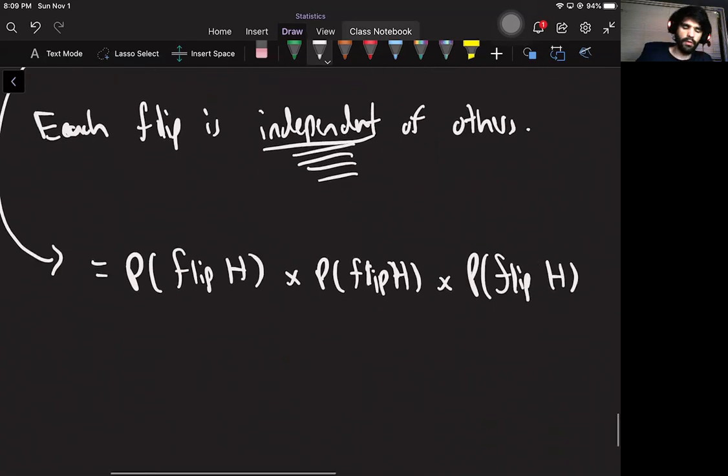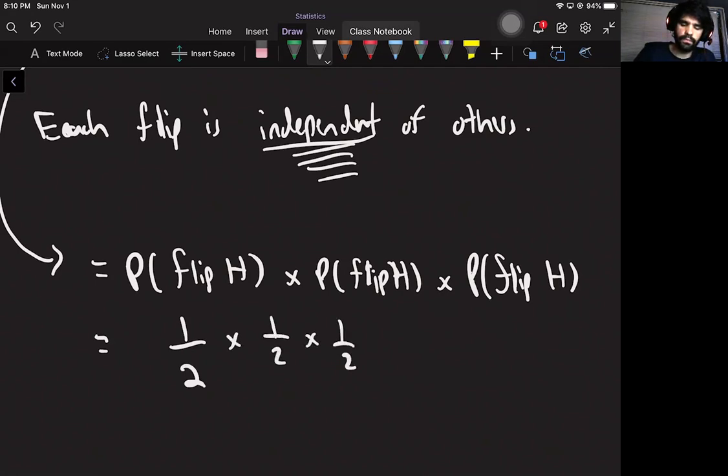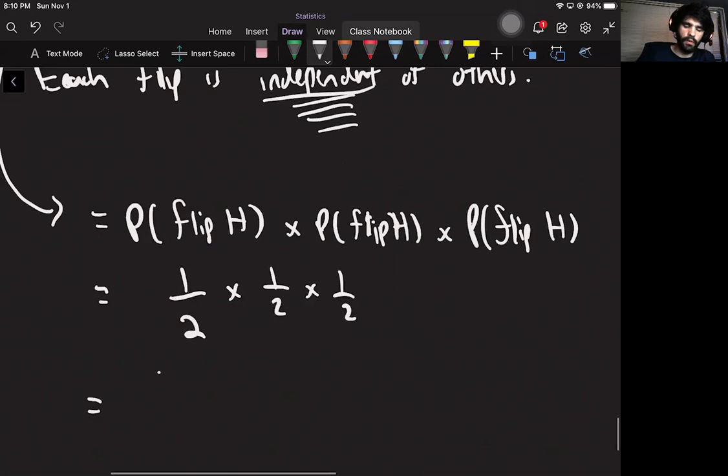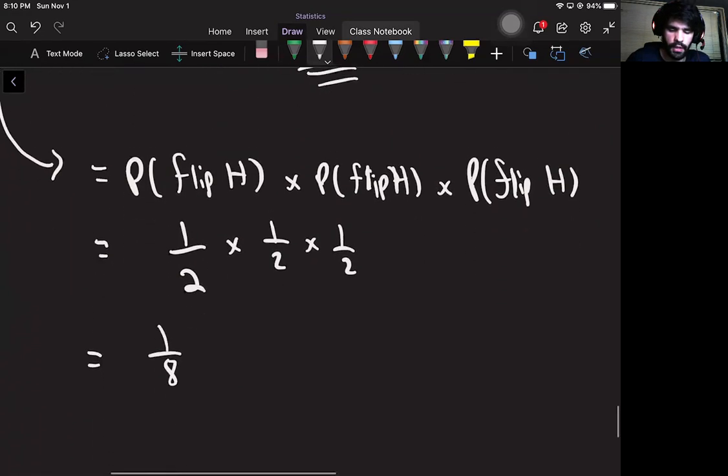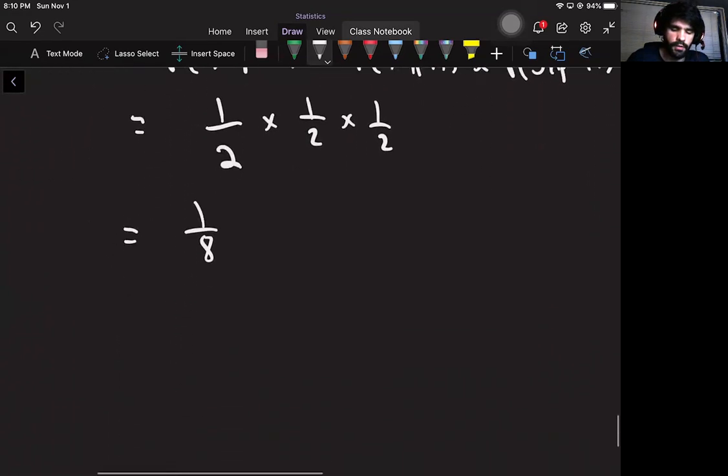So, and now I do know the probability of each one of these. What's the probability of flipping a head with just 1 coin flip? That's just 1, because there's only 1 way to get heads out of 2 possibilities, heads or tails. And so each of these are 1/2. And you get 1/8. Cool. And you can also think about the coin flipping using the tree diagrams, and you'll get the same answer.